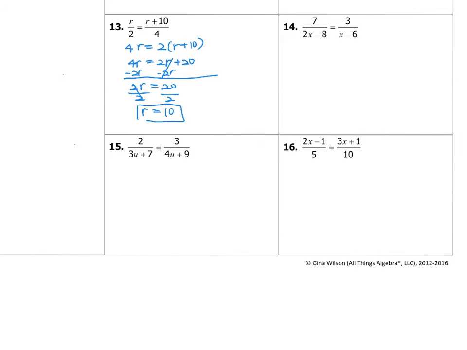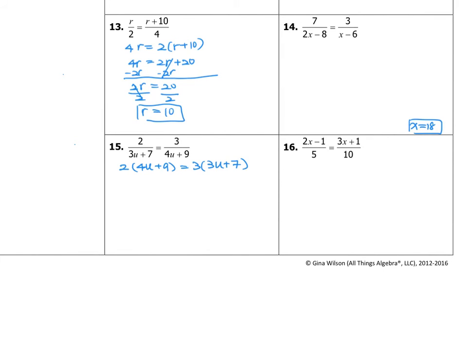Please do number 14 on your own. The answer for this should be 18. And I will do the last 2. Again, cross multiply. Set it up. The setup is the most important. If you don't set up correctly, the rest of it will be all wrong.